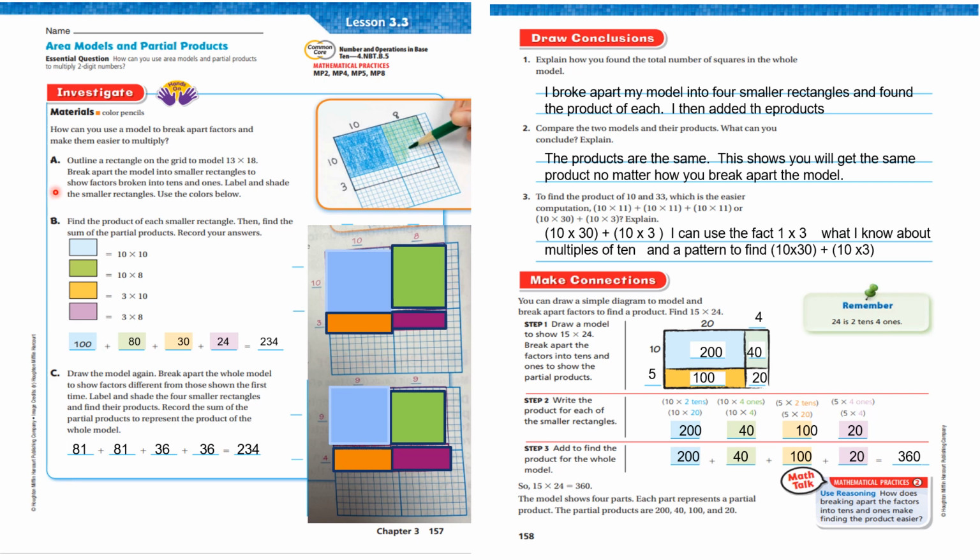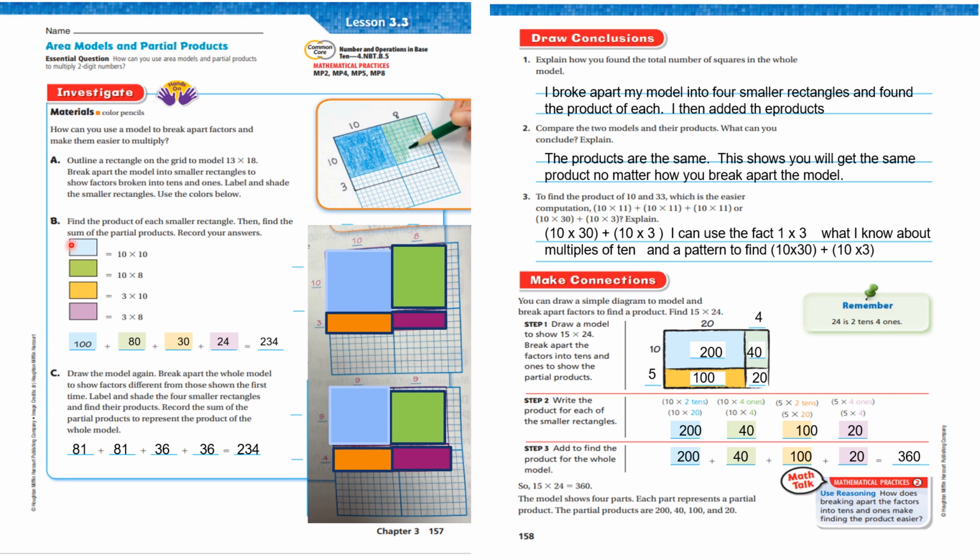below. So you see what they did here. They went 13 times 18. They went 13 down and 18 across. I went here, 13 down and 18 across. Make sure that you do that, okay?